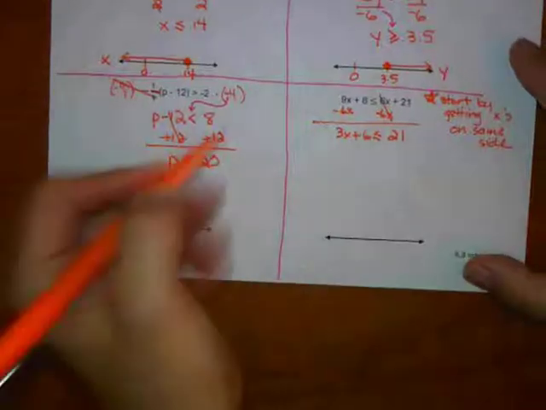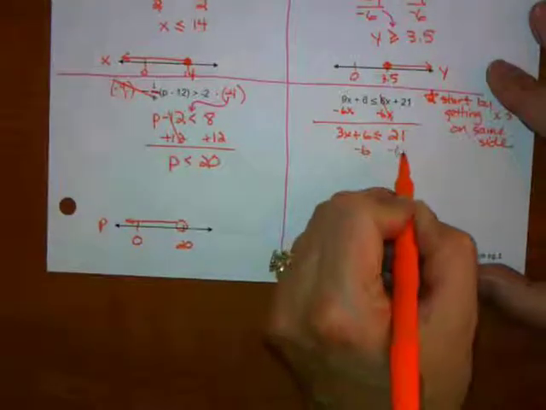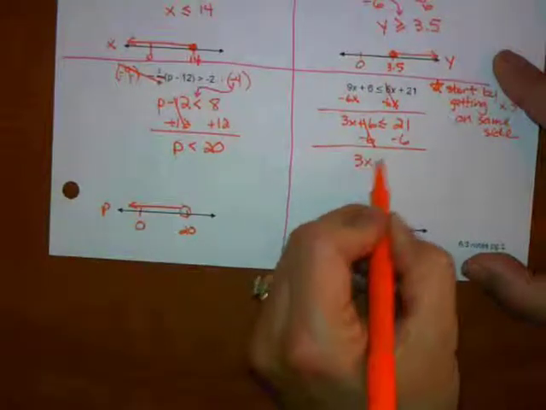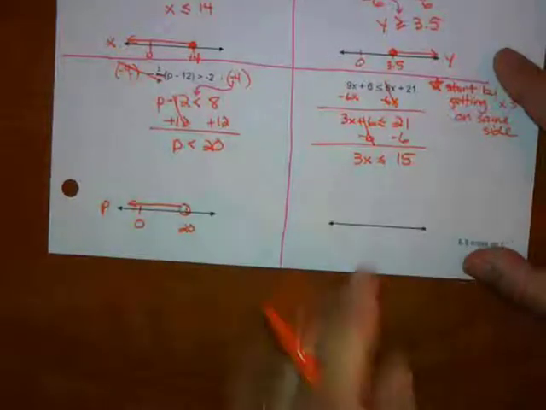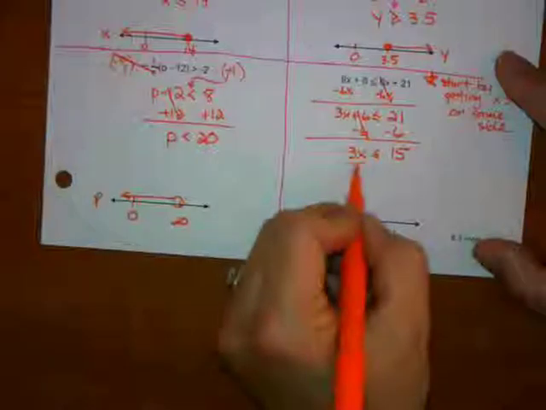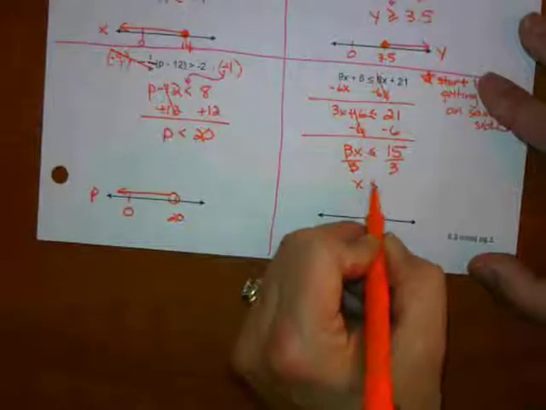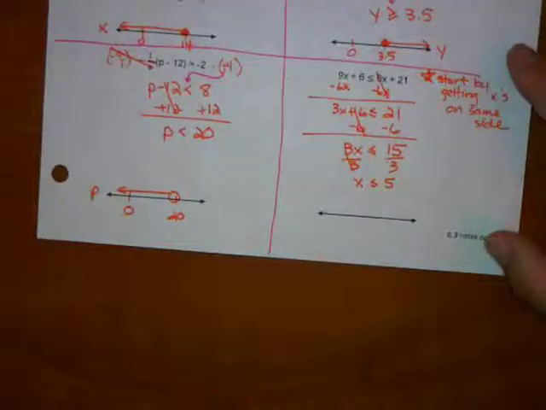Now, I'm subtracting. That's not dividing, is it? So I don't flip the inequality. Now you have one like the other ones. So subtract 6, subtract 6. 3x is less than or equal to 15. Divide by 3. And there's no flipping. X is less than or equal to 5.